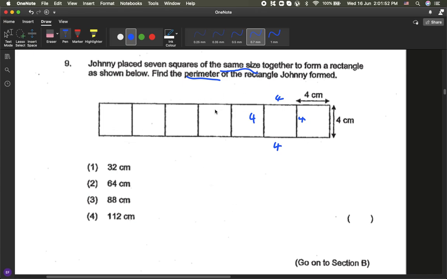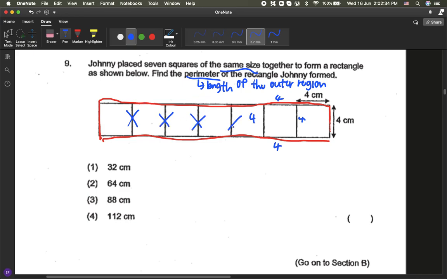Okay? Now another point that we need to take note of is the word perimeter. When they say perimeter, we want to find the length of the outer region of the rectangle. Okay? So that means we need to find this perimeter over here all the way. This is what we need to find. Okay? So the lines inside, they're excluded. We don't need this because they're not part of the perimeter.